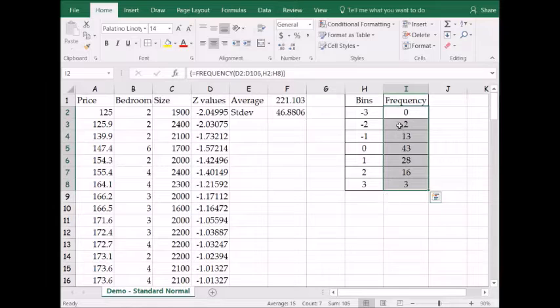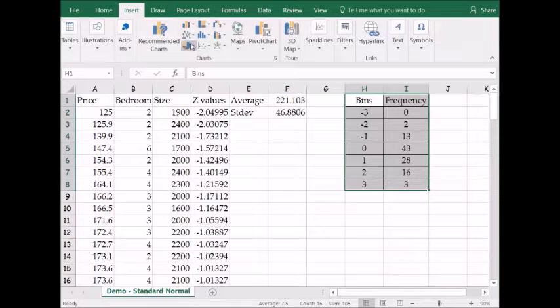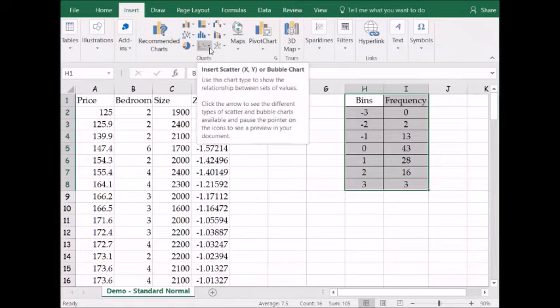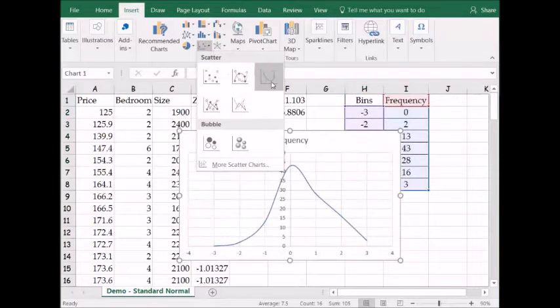There are 0 values that are between minus 2 and minus 3. There are 2 values that are between minus 1 and minus 2, and so on. We can see looking at the bins, it's not a perfectly distributed data set. Now we're ready to insert our histogram, which will actually be from the scatter plot menu. I select my cells, insert, and here where it has the scatter plot icon, click the drop-down arrow, and we want the smoothed one.